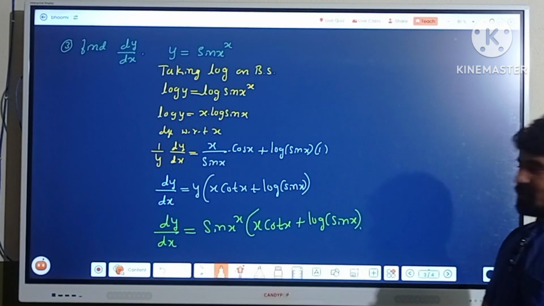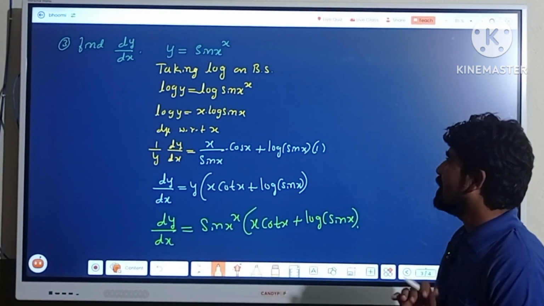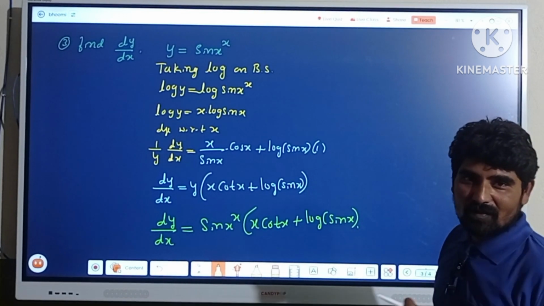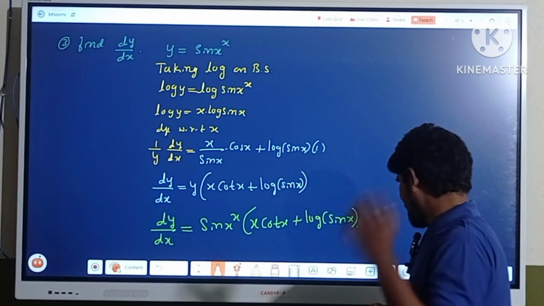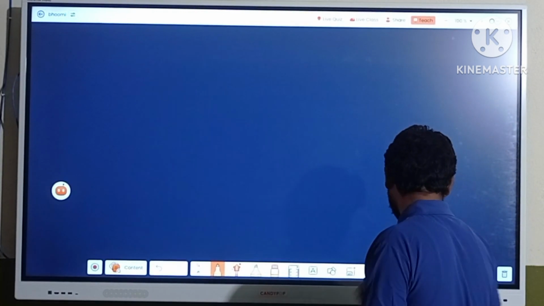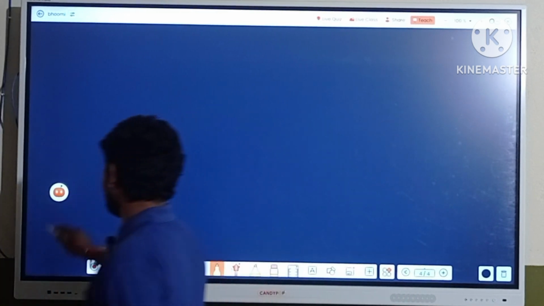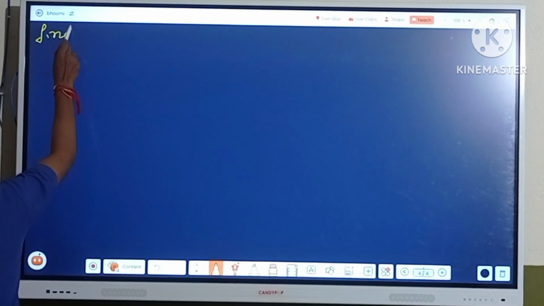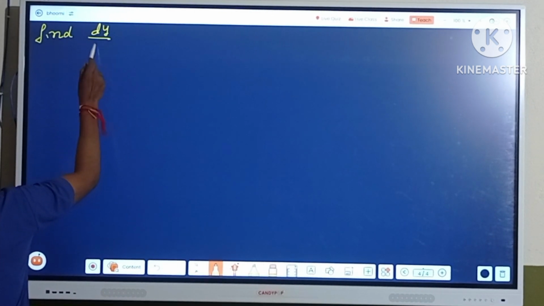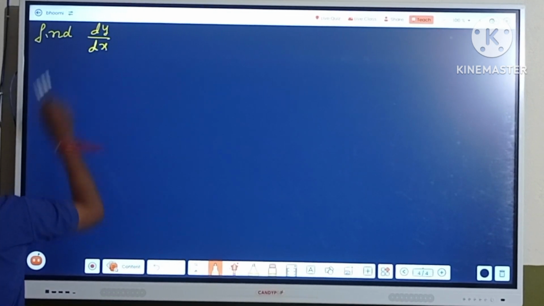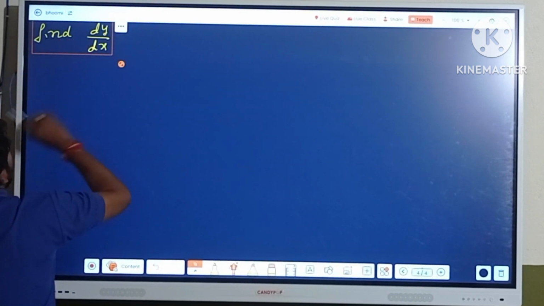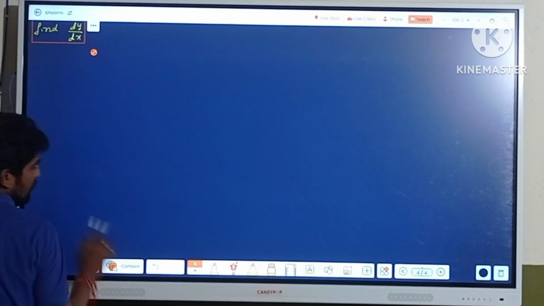I hope all of you understood. Where do we use logarithmic differentiation instead of functions of the form variable power variable? Let us consider some examples for such type of questions. Find dy by dx for the function.